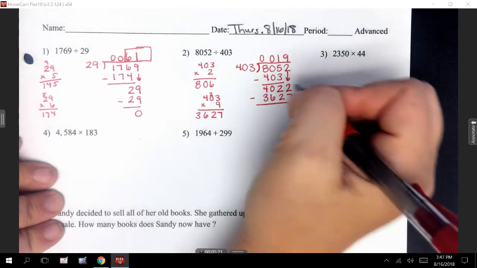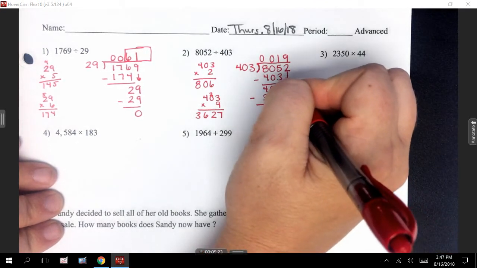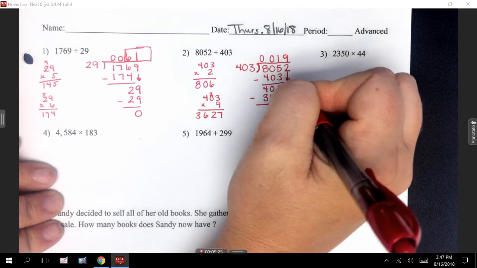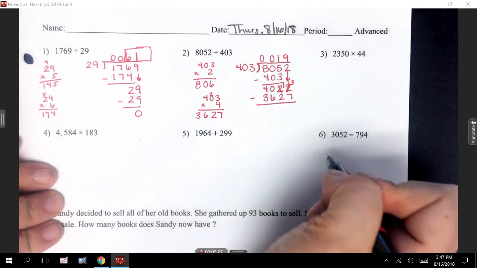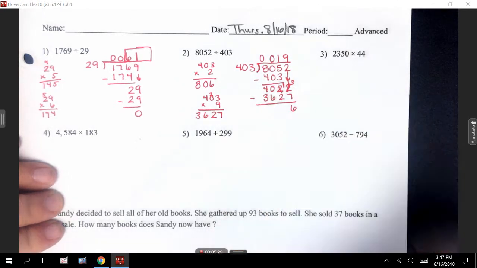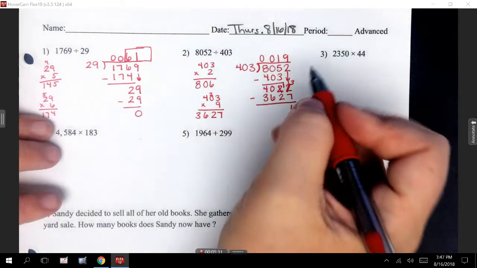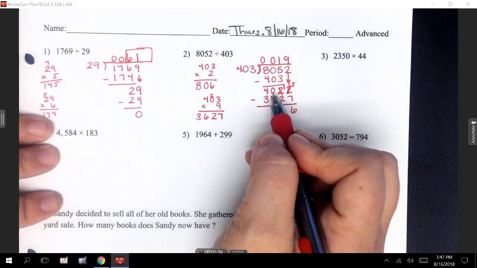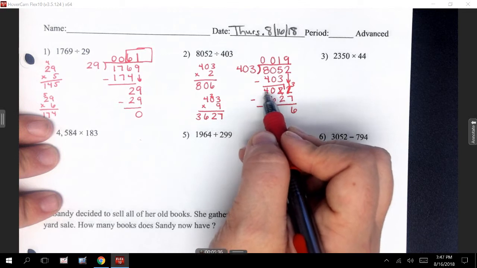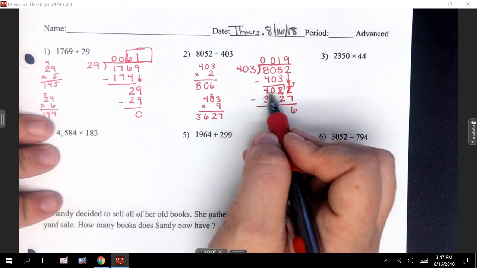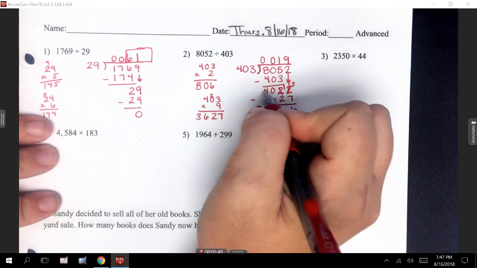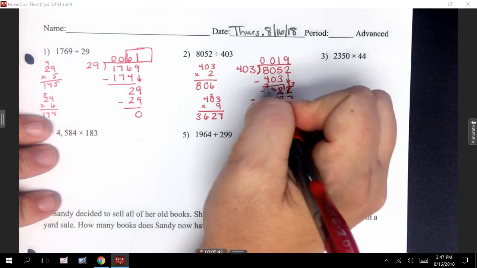2 minus 7 we can't do, so I'm going to borrow from this 2, making it a 1. And now that is 13. So 13 minus 7 is 6. 1 minus 2, I can't do that. So I'm going to go to the neighbor, which is 0. I can't borrow from 0, so it's easy to think of this as just 40 then. Let's borrow from the neighbor 40. When I borrow from 40, it becomes 39.